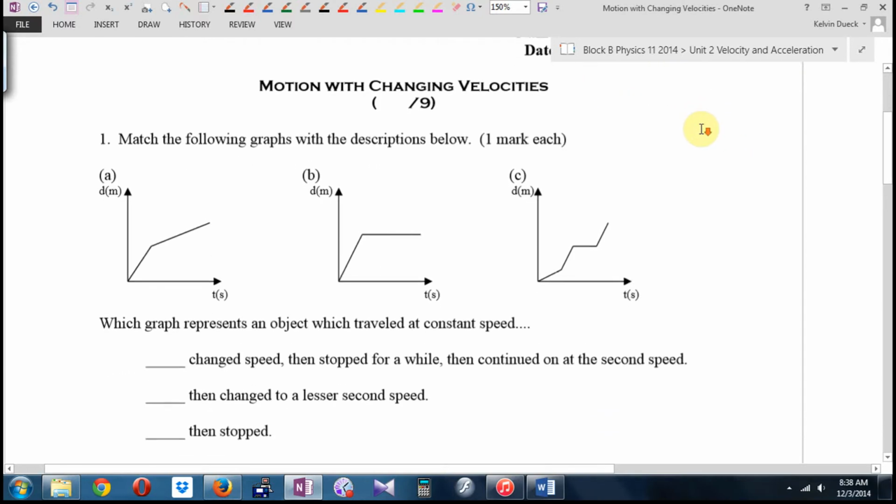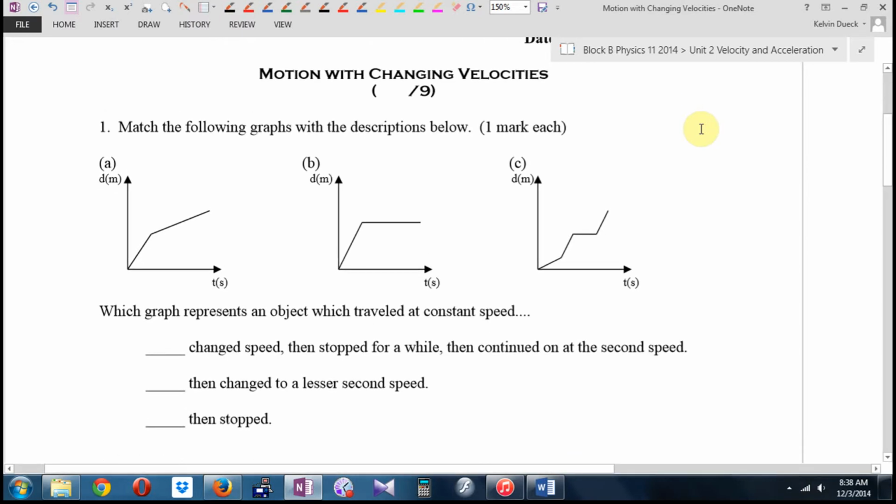Match the following graphs. So all of these are position time graphs. Whenever they give me a graph, Amelia, the first thing I do is check out the y-axis and the x-axis. I want to know what I'm looking at. So these are position or distance or displacement time graphs, which represents an object which traveled at constant speed and then changed speed, stopped for a while, and continued at a second speed.